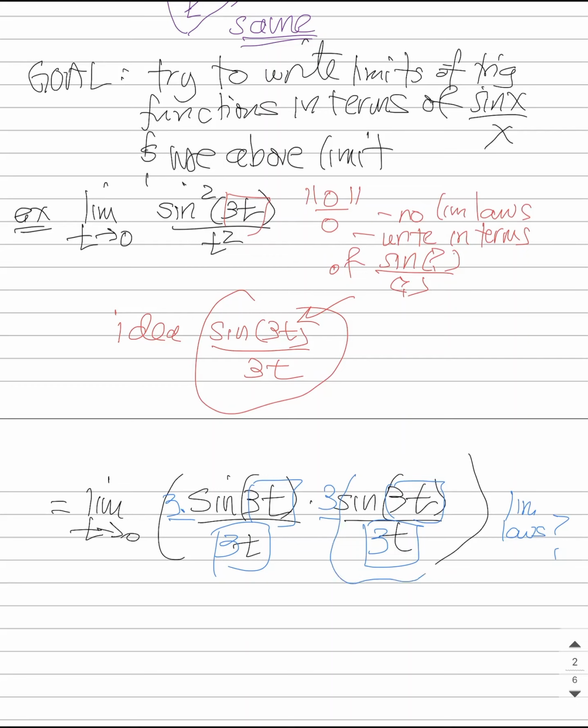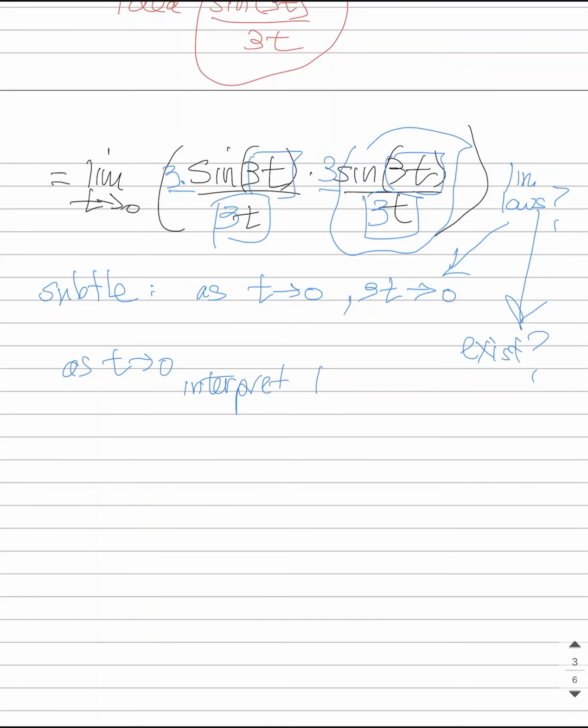Because it looks like I've got this bundle sine of something over itself. There's one very subtle point. As t goes to 0, it's also the case that 3t goes to 0. The limit as t goes to 0 of sine of 3t over 3t, I could interpret this as really the limit of 3t going to 0, sine of 3t over 3t. And what's important here is that all of these match, and this does in fact give me a 1. So I can use the limit laws, and it will all work out quite nicely here.